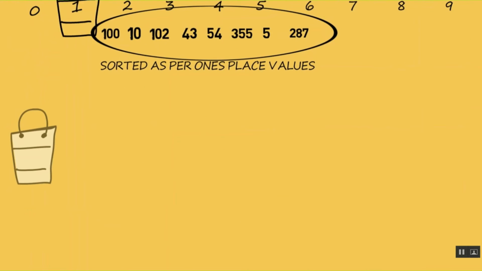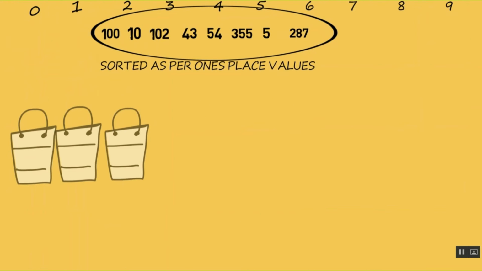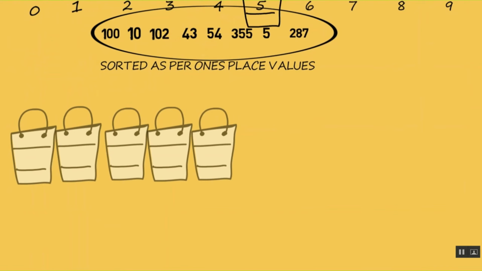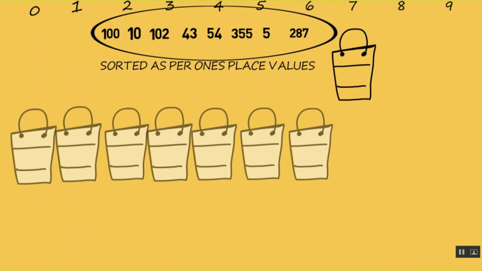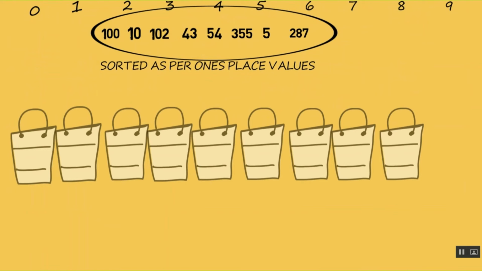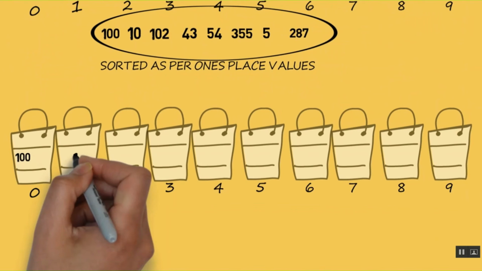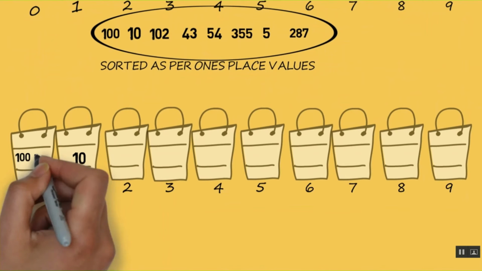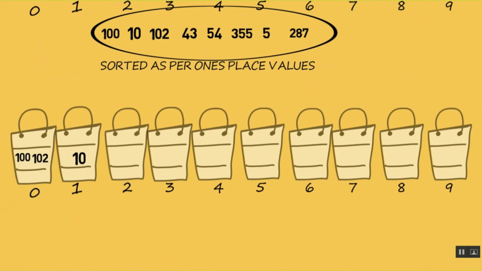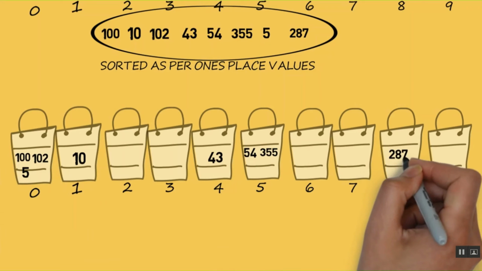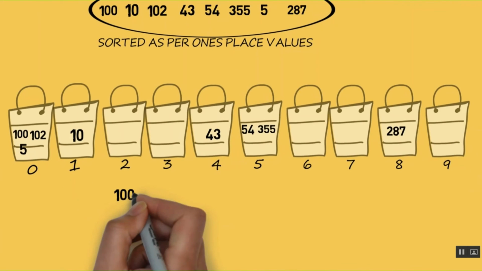So we bring all the buckets down. These are the buckets for every individual digit. So we have 10 buckets, and then I start adding the numbers as per the tens place. So 100's tens place is 0, 102's is 0, 10 has the tens place as 1, 43 has 4, 54 and 355 have 5, and 5 has tens place as 0, 287 has 8.